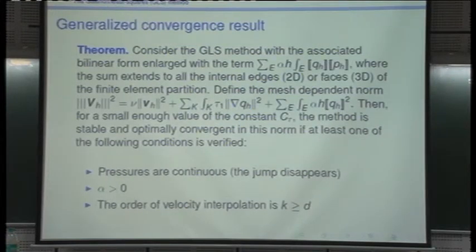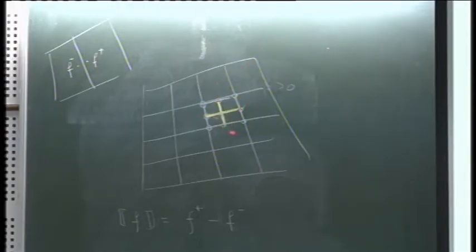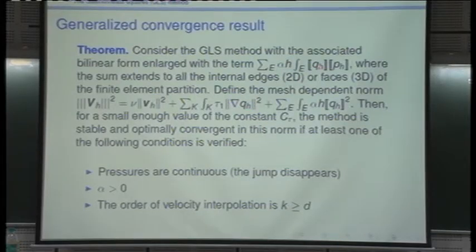Well, that can be generalized. That idea leads to a general convergence result. Consider the Galerkin least squares method with the associated bilinear form, and then, to stabilize elements that have discontinuous pressures, we add a sum. If you want to be general, you have to add the sum not only over the elements in a patch like here, but over all the interior edges, of the jump of the pressure test function multiplied by the jump of the pressure, where the sum extends over all the internal edges, or faces in 3D.